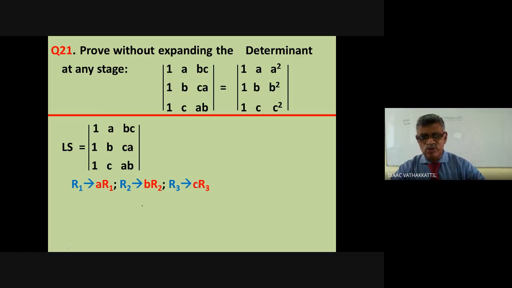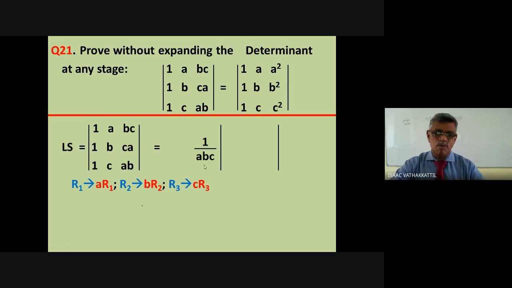Ultimately, when I do these together, outside I have to write 1 upon ABC, because multiplying the first row, I am multiplying the determinant with A. Multiplying the second row, I am multiplying the determinant with B. Multiplying the third row with C, I am multiplying with C. To compensate, outside I multiply with 1 upon ABC. So what will be the first row here? It will be A squared, ABC. Further, second row will be B squared, ABC. Third will be C squared, ABC.